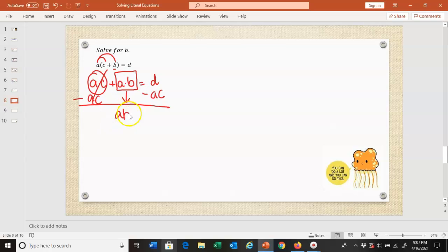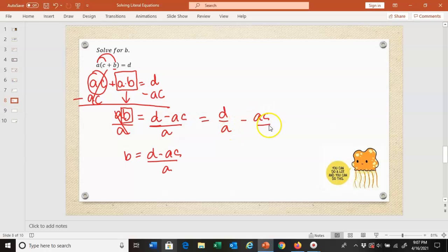Bring down the AB, and we just have D minus AC. We're really close. We're trying to get this B by itself, and this is A times B now. See how this is the only term now? So it is just multiplication. So we will divide. And you get B equals D minus AC over A. This is definitely a more simplified version than doing this, some would say. And some would say this is more simplified because then we can cancel the A's.